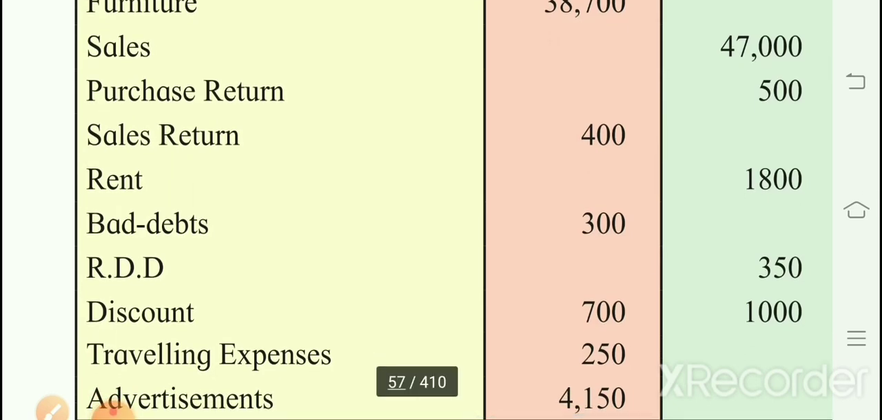Next, rent rupees 1,800. See, this is not factory rent. It may be office rent or some other rent. The credit balance of rent is given to us. It means this is the rent received by the firm. It means it is an indirect income. Hence, it will be recorded on the credit side of the profit and loss account.